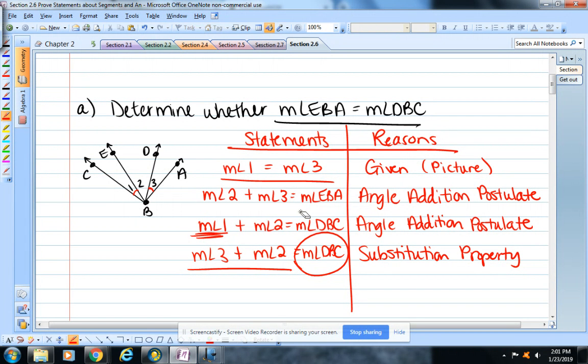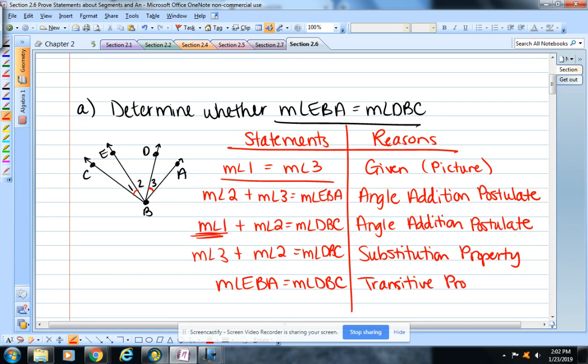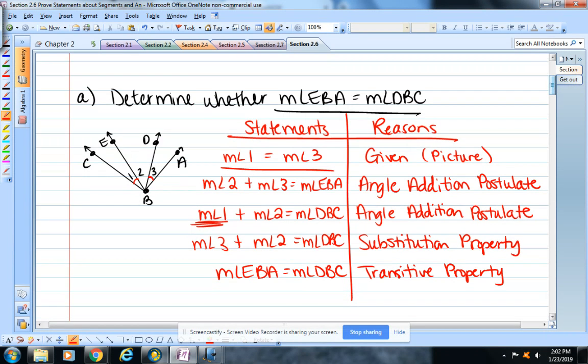You are going to have to learn your properties and practice these. How are you good at anything? You practice it. And that's called the transitive property. Two things equal the same thing, then they are equal to each other. Now, y'all, how are we going to get good at this? We're going to practice this.